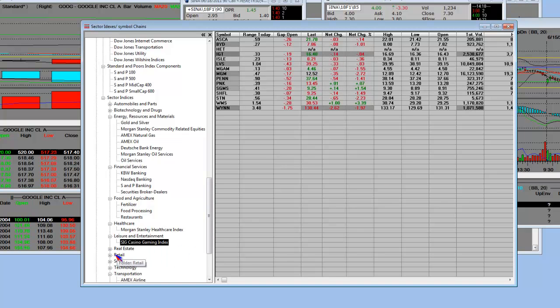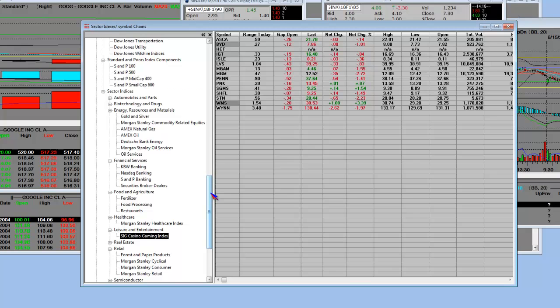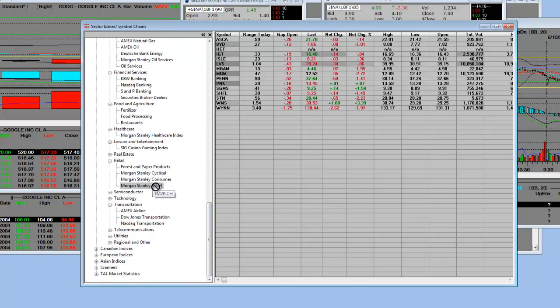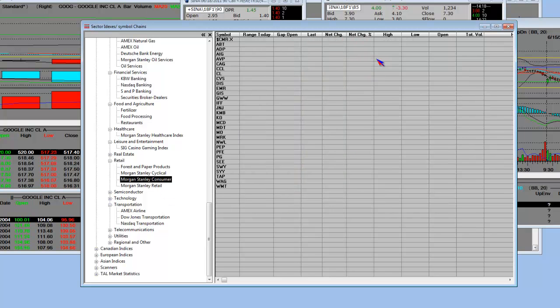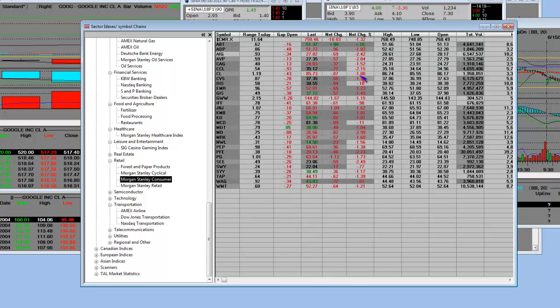Let's go into your wonderful little retail that they love so much. How about this little Morgan Stanley retail? All a short today. Every one of them. Look at that. See that? See that red compared to yesterday's green? Here, take a look at the consumer today. Morgan Stanley consumer, all red.